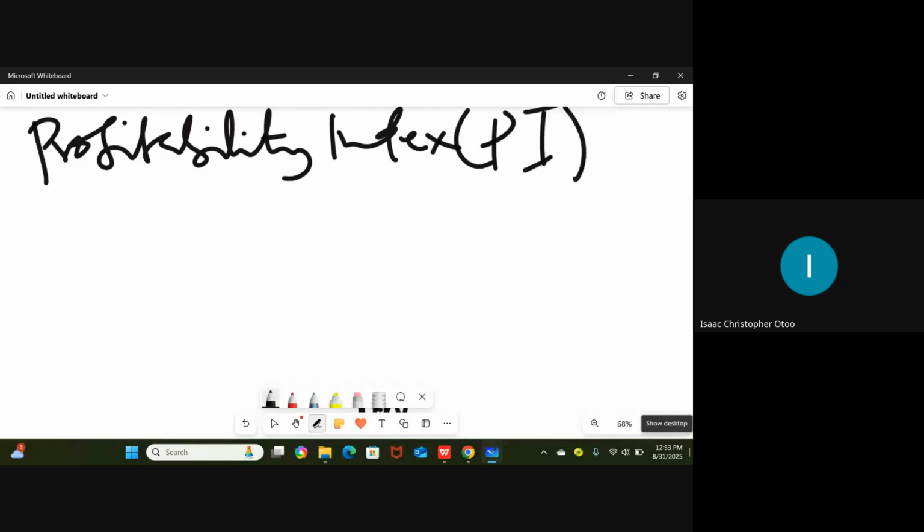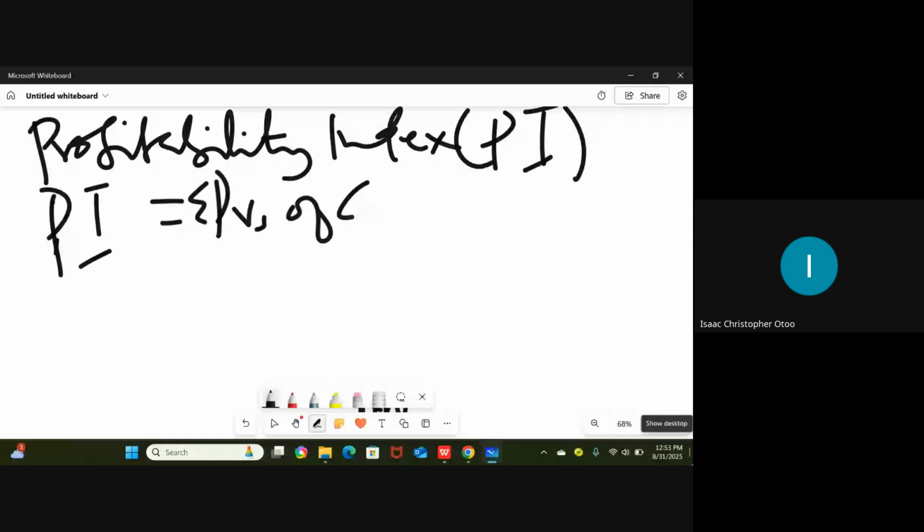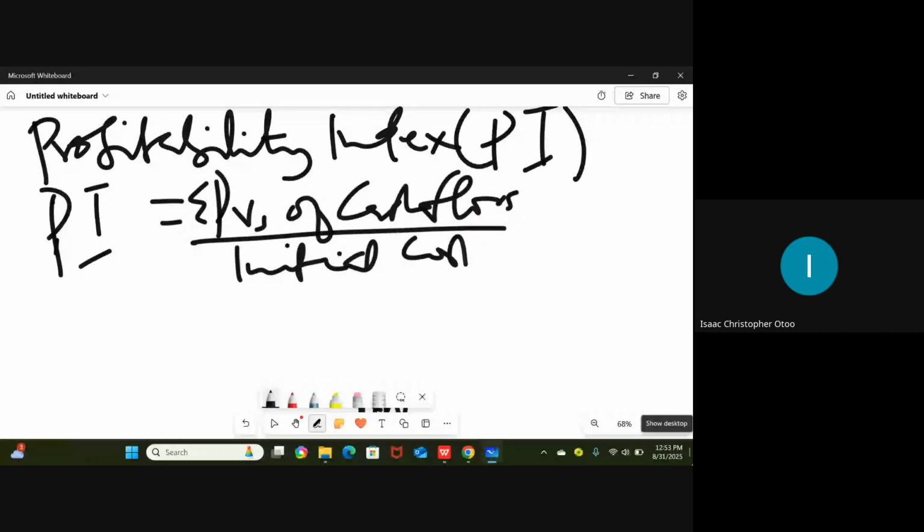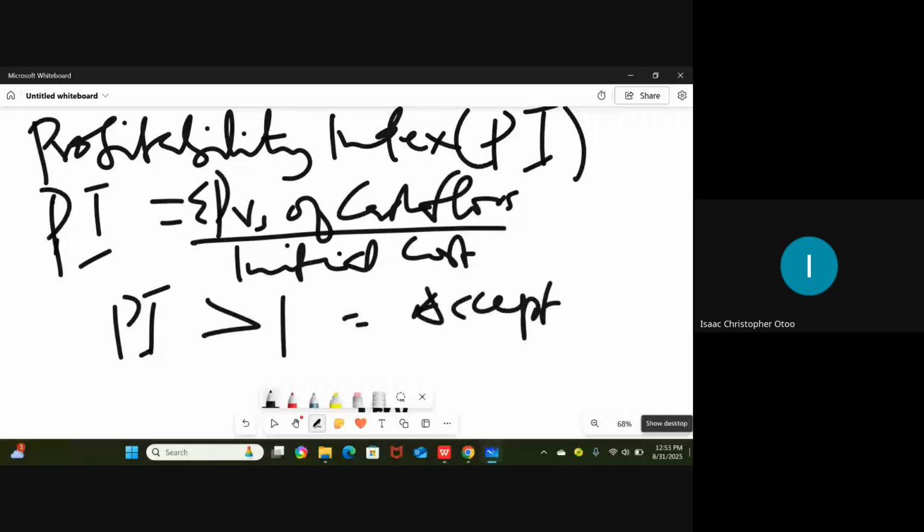So what we do here is that PI is equal to the sum of present values of cash flows, all divided by the initial cost, or all the cost. So when you calculate and you get PI greater than 1, accept. PI less than 1, reject. So this one we can easily calculate.